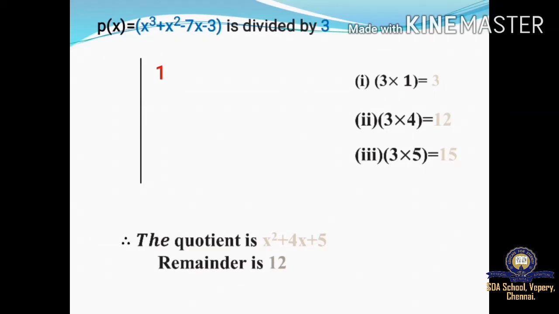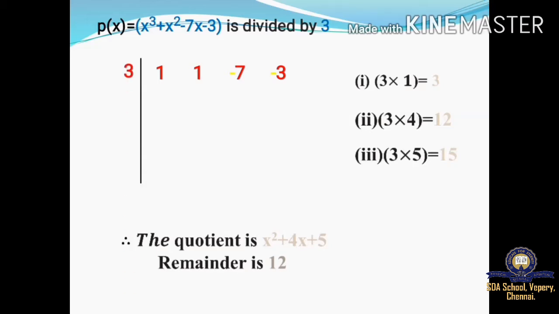What is the coefficient of x cube? 1. Correct? Then what is the coefficient of x square? Again it is 1. It is plus 1. So I am not writing plus because it is understood. Next it is minus 7. Right? The coefficient of minus 7x is minus 7. Next the constant is minus 3. I have to write it as it is. Got it, students? Okay. Next what do I have?